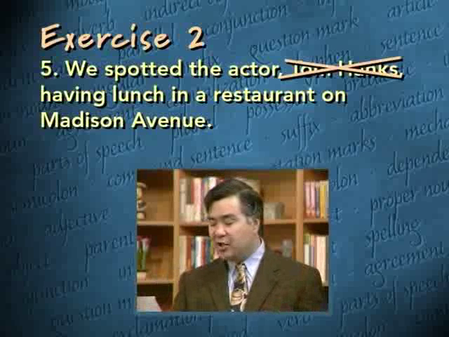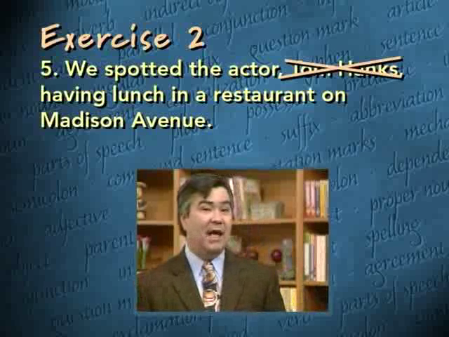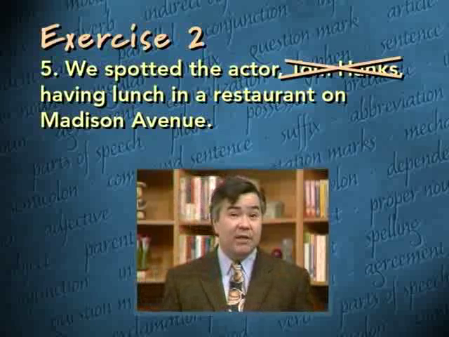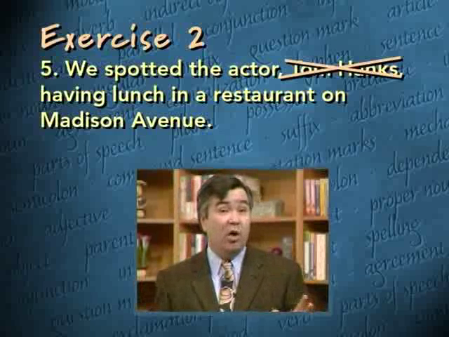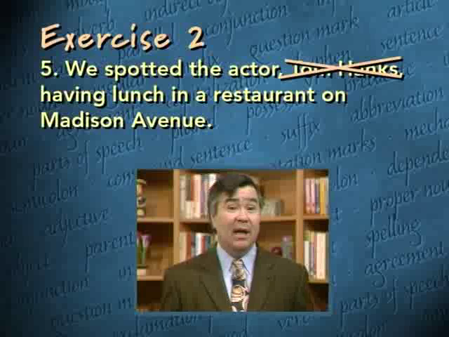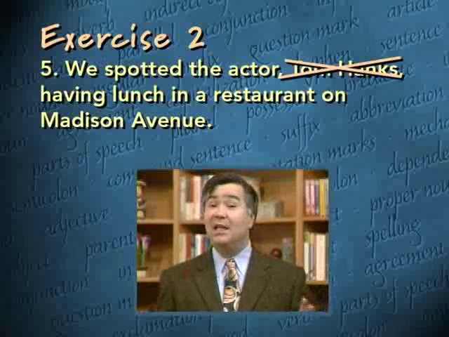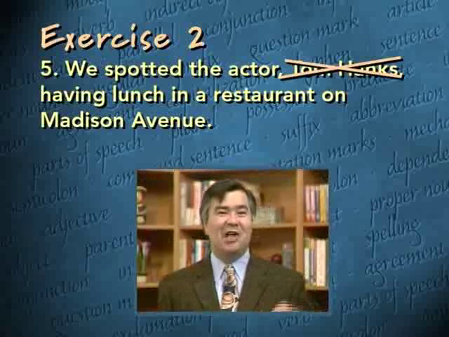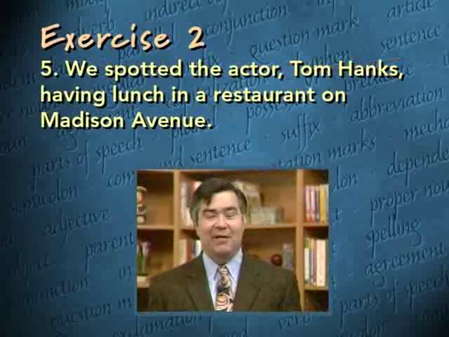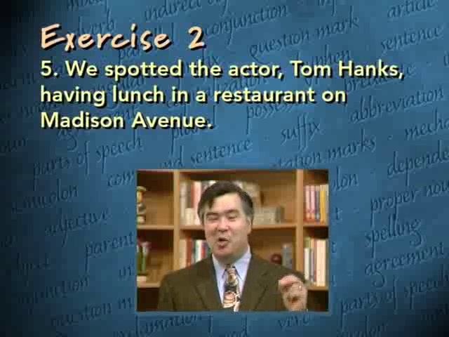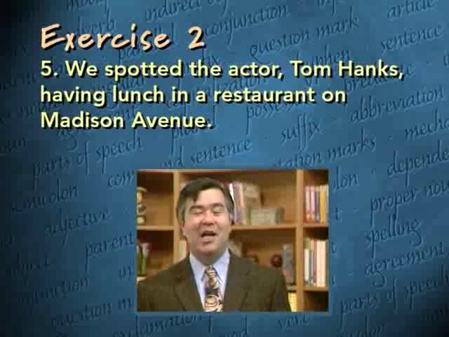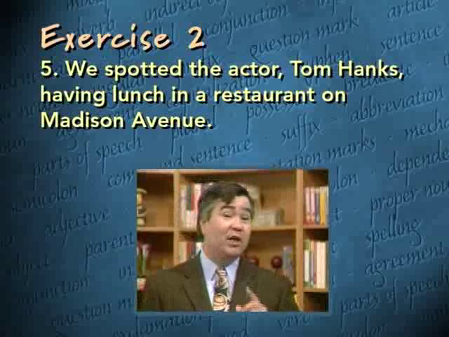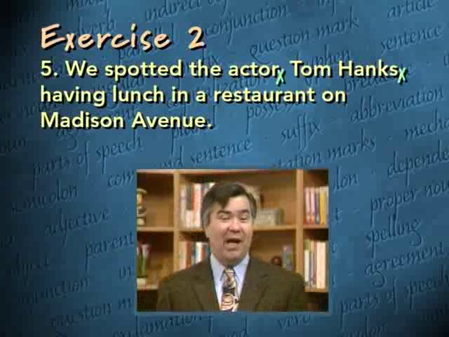We spotted the actor having lunch in a restaurant on Madison Avenue. Suddenly, the meaning of the sentence is unclear. We don't really know what actor is being described. The sentence suddenly does not have the same meaning. We can see then that the words Tom Hanks are actually essential to the meaning of the sentence. If we're going to understand what the author of this sentence is saying, we need those words. Therefore, it's wrong to put commas around Tom Hanks.